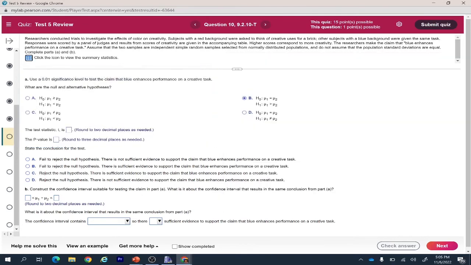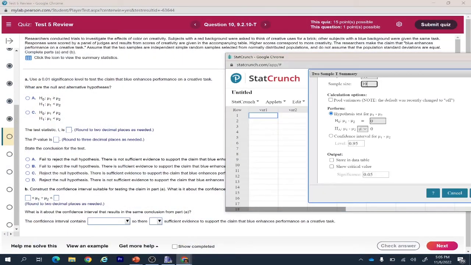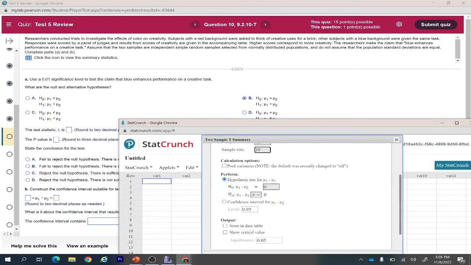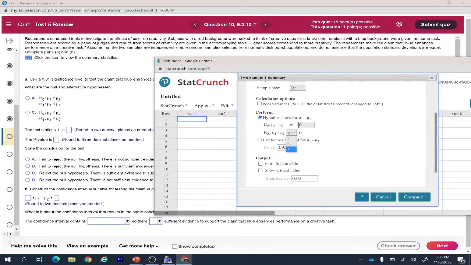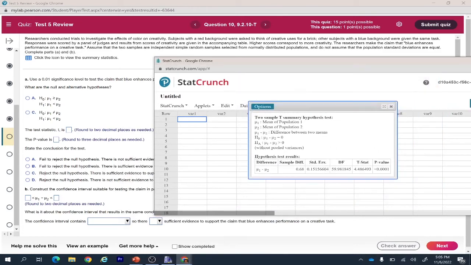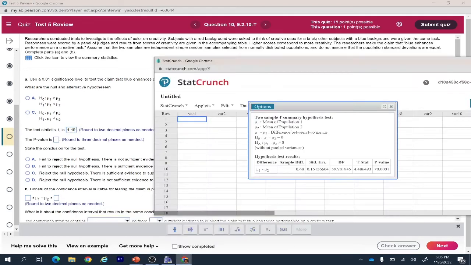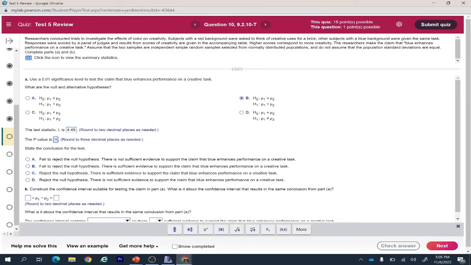Now the difference is equal to 0. That is our null hypothesis because they are equal. The alternative hypothesis is that mu1 minus mu2 has to be greater than 0. If you hit compute, it gives you the test statistic, which is 4.486. Rounded to 2 decimal places, it's 4.49. And what is the p-value? The p-value is less than 0.0001, so rounded to 3 decimal places, it's 0.